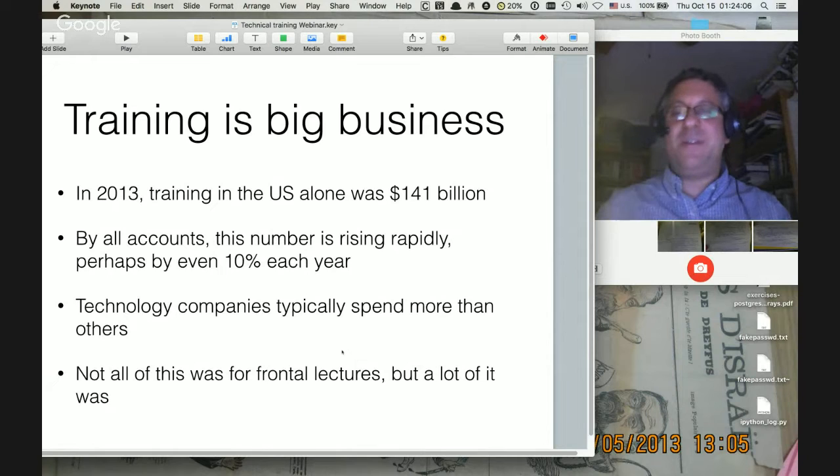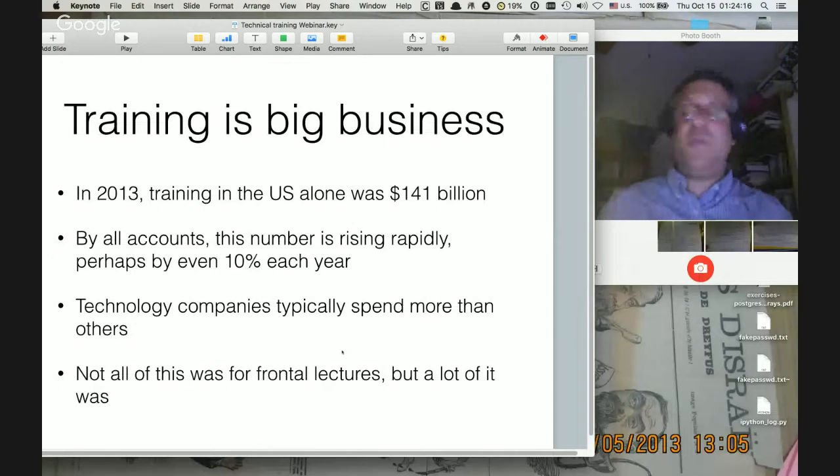I'm doing technical training. So you have to cut that down by a fair amount to deal with just high-tech companies and just software stuff. But these numbers are rising, and high-tech companies are known for investing a lot in training. Why? Because high-tech moves so quickly. And so they're going to spend a ton per person. And not all this is for frontal lectures, right? So training might include all sorts of other things, but that's okay.